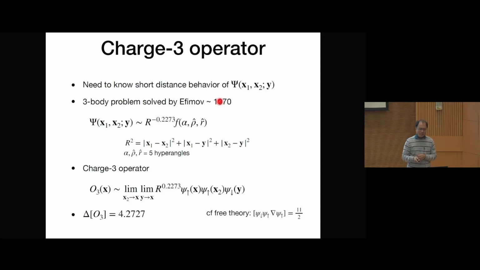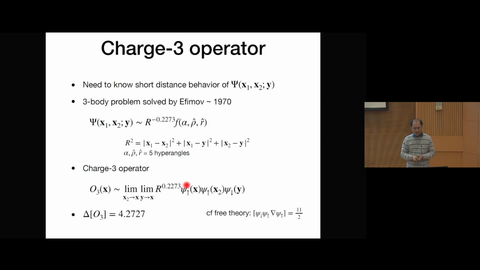But in the case of fermions, solving this problem tells us the dimension of the three-body operators. It turned out that this wave function behaves like r to the power of some transcendental number when all the coordinates shrink to 0 with the same rate, that is, keeping the triangle similar during this procedure. And then one can define the charge-3 operator by taking an appropriate limit, requiring that this operator has finite matrix element between, say, a three-body state and a vacuum.